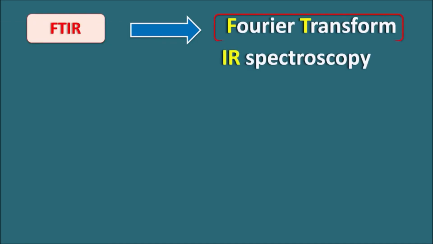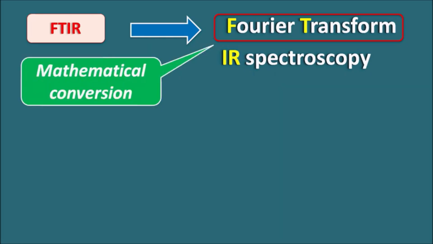What is FTIR? It is defined as Fourier Transform IR Spectroscopy. Here FT indicates Fourier transform, which is a mathematical conversion that brings an advantage compared with the dispersive IR spectroscopy. So what is this mathematical conversion? In this FTIR, we are converting the time domain into the frequency domain, and this conversion is called Fourier transformation.